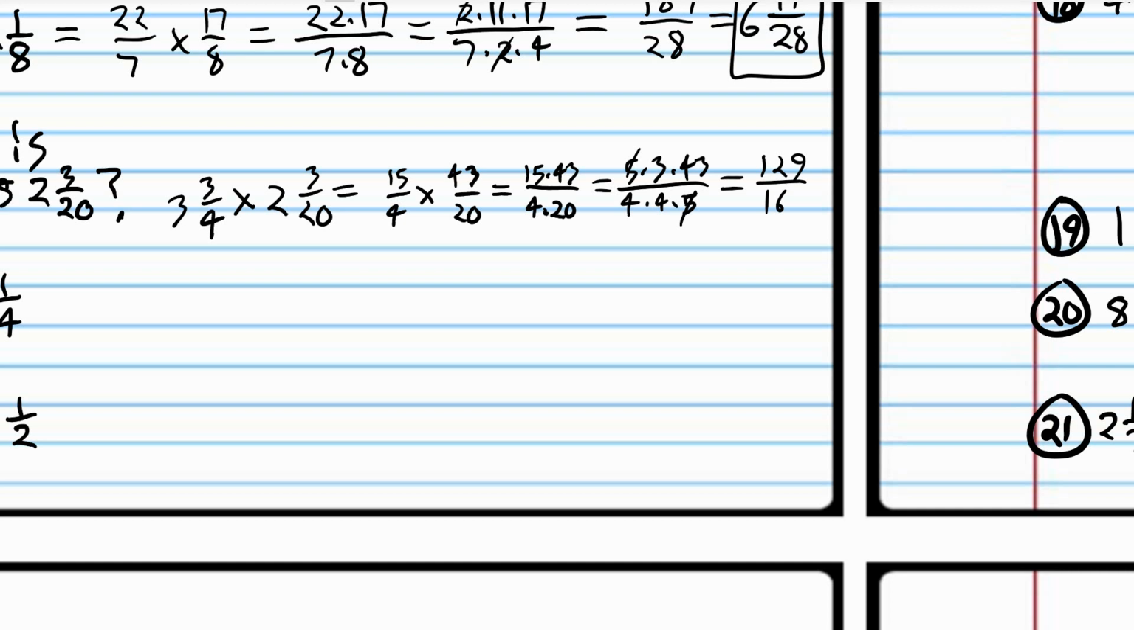Let's see, if we try 7 times, that would be 70 plus 42. I think it's going to be, let's try 8 times. 8 times would be 80 plus 48. I think it goes 8 times. So it goes in 8 times. 8 times 16 is 128. 129 minus 128 is 1. And then you rewrite your denominator.